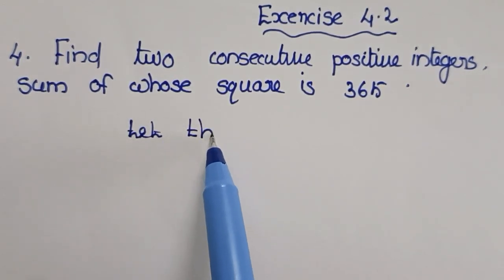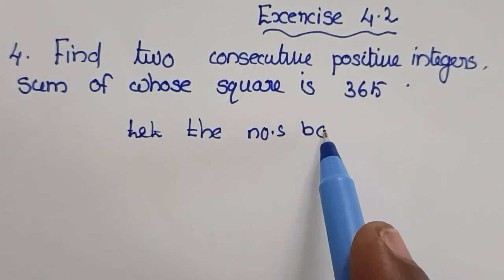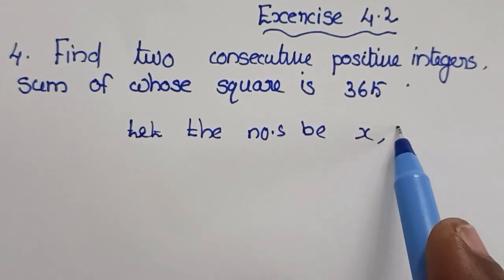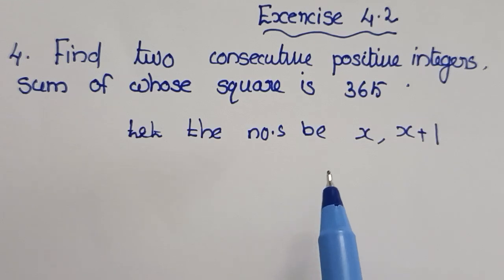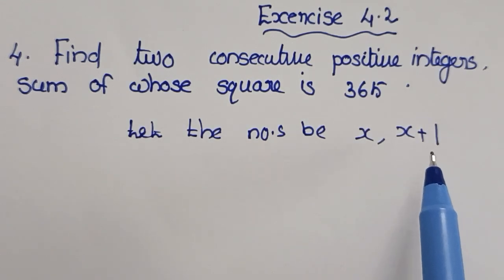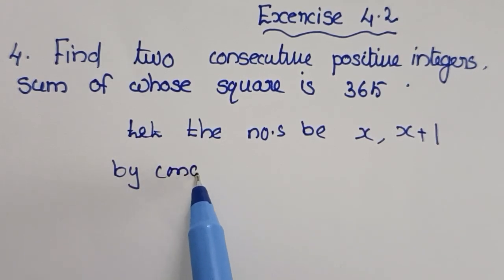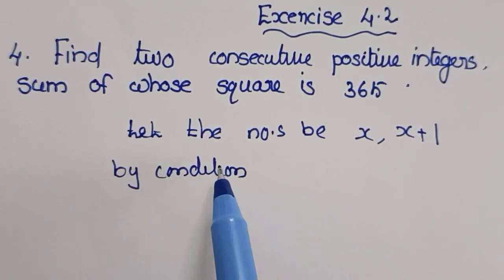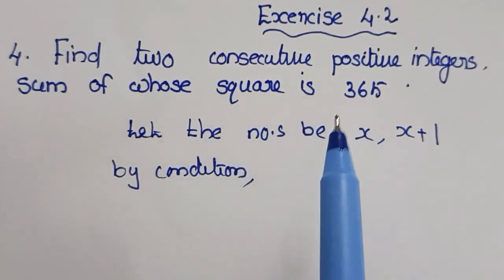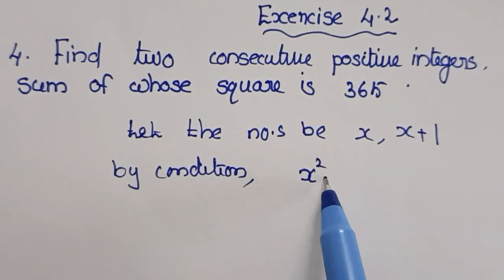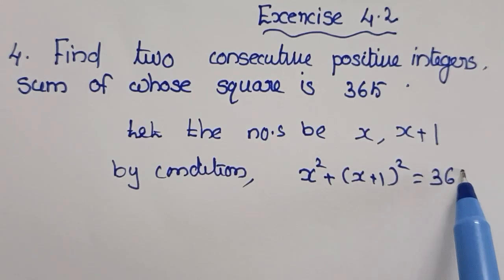Let the numbers be x and x plus 1. Consecutive numbers means their difference is 1, isn't it? So if one number is x, then the other number is x plus 1. Then by condition, it is given that the sum of the squares is 365. That is x square plus (x plus 1) the whole square is equal to 365.